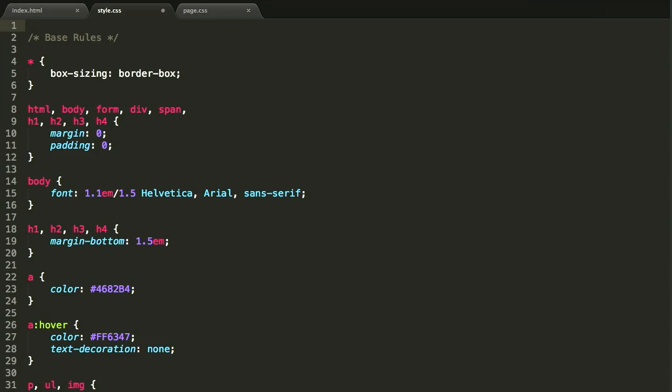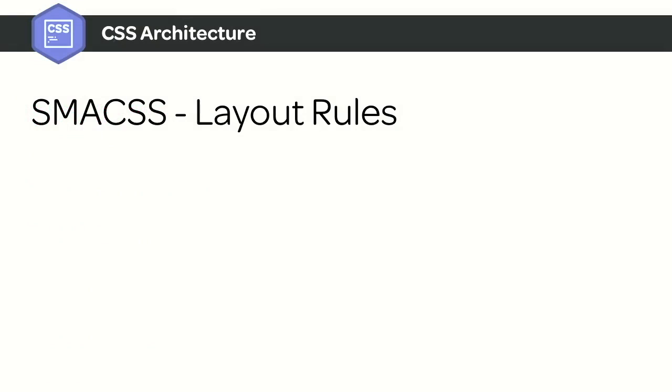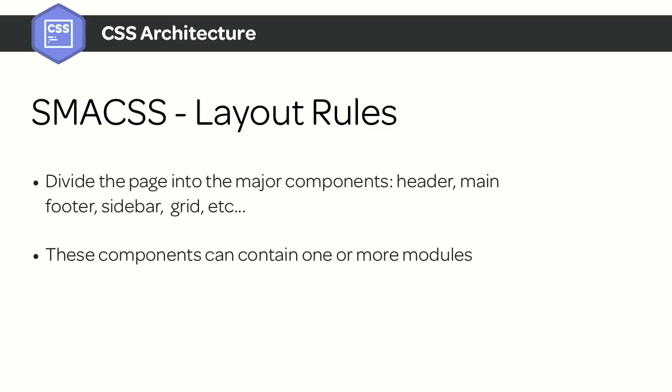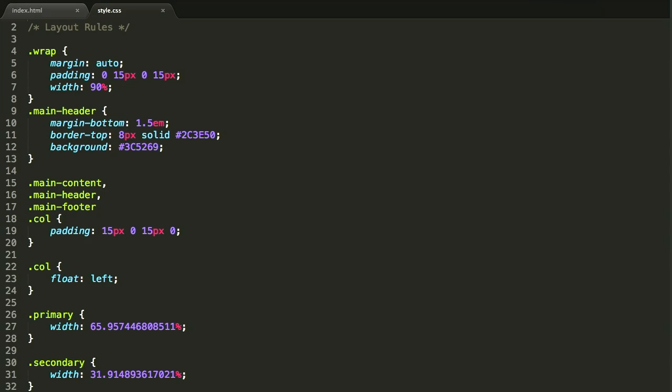So for example, here we have base rules with our box sizing for all elements, one that removes margins and paddings from the body, sets the body font styles, and so forth. These SMACSS layout rules are what divide the page into the major components, for example, the main header, the sidebar, the footer, and these components can then contain one or more modules. So for example, here we have some layout rules for our main wrap container, the main headers and footers, and some of the layout columns of the page.